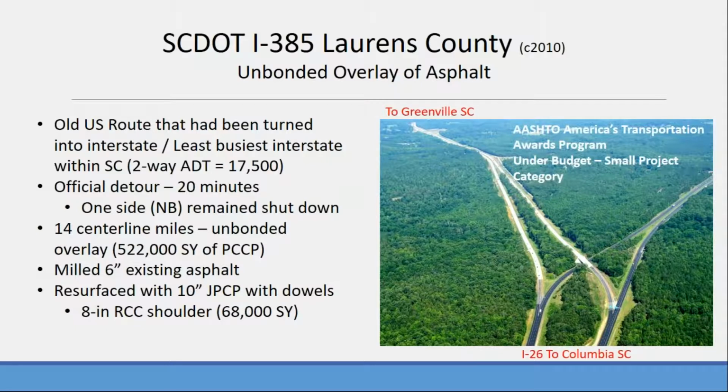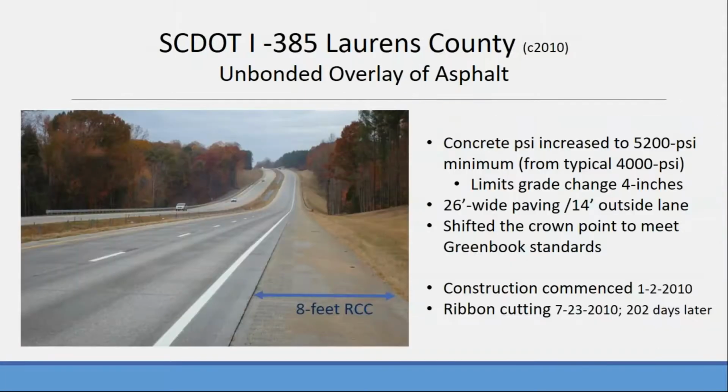This was a pretty sizable project, 14 center lane miles, again, putting the concrete on top of the asphalt. They milled 6 inches of the existing asphalt and came back with 10 inches of jointed plain concrete pavement with dowels. And the contractor actually had a choice of using a Portland cement concrete pavement shoulder or an RCC shoulder. He could bid it either way. In this particular job, RCC was more cost competitive, I think 20% less, and that's the way the contractor elected to go.